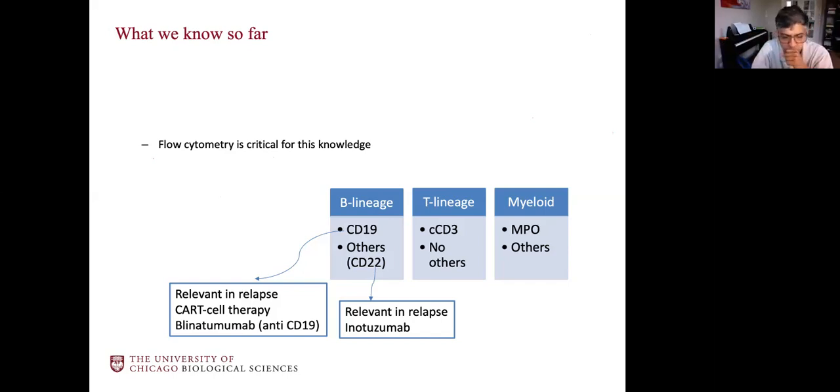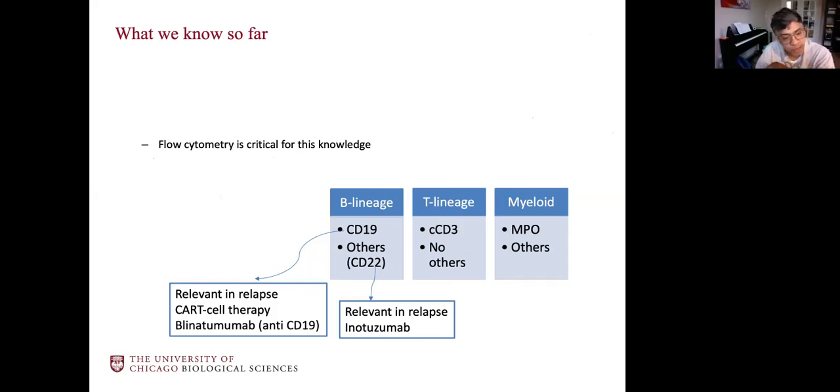CD19 and CD22 are both B lineage markers. 19 is very relevant, and especially these days when patients relapse, they give therapy that's based on anti-CD19. So you have to know the CD19 expression level in B lymphoblasts. It's relevant for CAR T cell therapy, it's relevant for when they give anti-CD19 antibody, which is blinatumomab. If you like long names, this is one of them. And CD22 is also important because they give it at relapse, anti-CD22. And that is inotuzumab is one of them that they give.